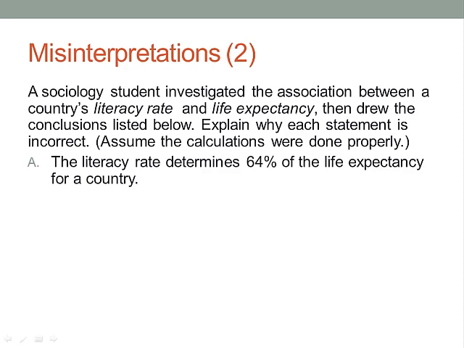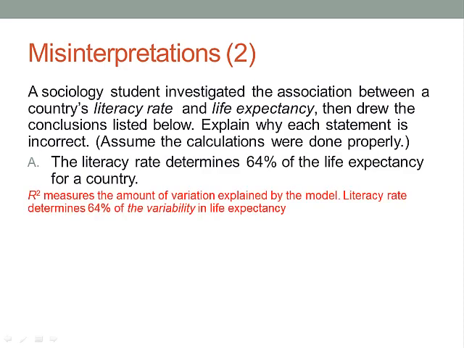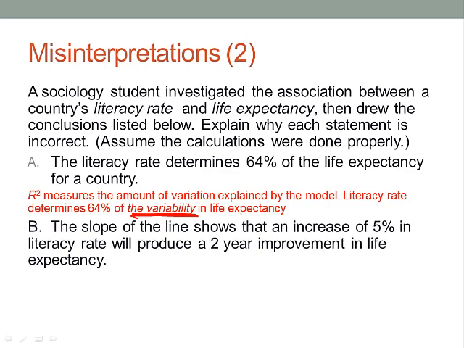It's really just a nuance in the variability. R-squared measures the variability, or the variation, explained by the model. So it should have read, literacy rates determine 64% of the variability in life expectancy. So that's a key phrase there. And then part B, the slope of the line shows that an increase of 5% in literacy rate will produce a 2-year improvement in life expectancy.